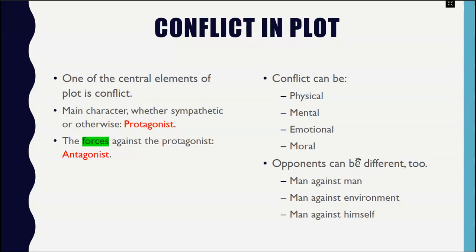The opponents or the antagonists can also be different. For example, in some stories, we have man against man, which means that the protagonist is a person, and the antagonist is another person. So we have, for example, sword fights, or like in Western movies, a duel, a gunfight between two people. That's the conflict in which man is fighting against man. But man can also be portrayed against the environment around him, against society in general, against fate. So that's another form of conflict.